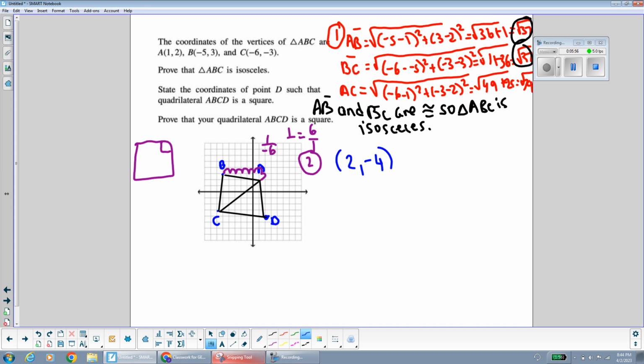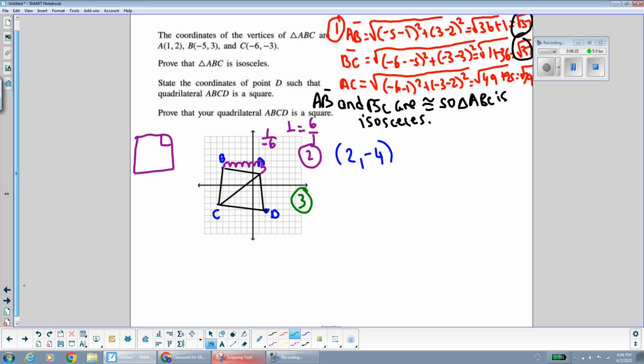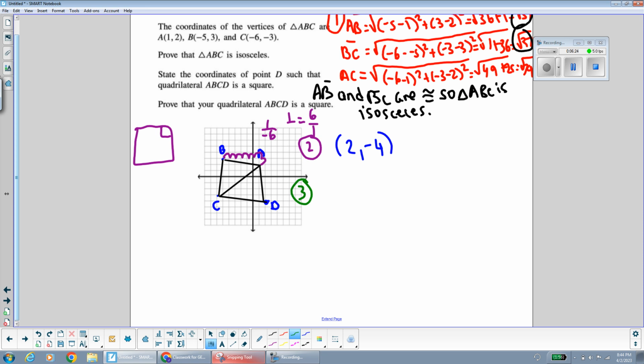The last part of this question is actually a very long part. It's to prove that this is a square. So we need to do a couple of things before we can prove it's a square. Before something can be a square, it first needs to be a parallelogram. So we need to prove it's a parallelogram. Then we need to prove it's a rhombus and a rectangle. And then we'll know for sure that it's a square. So there are 3 steps involved in proving that it's a square. We have to prove parallelogram, rhombus, and rectangle.